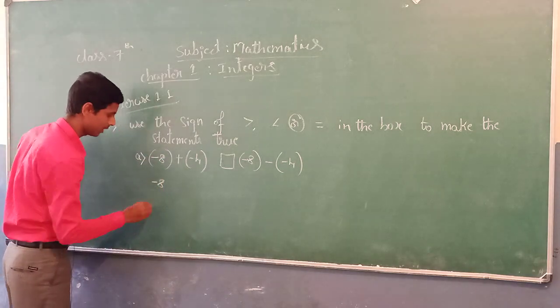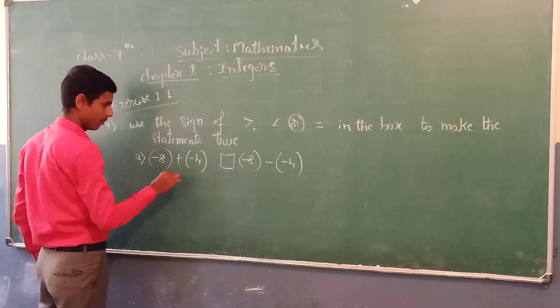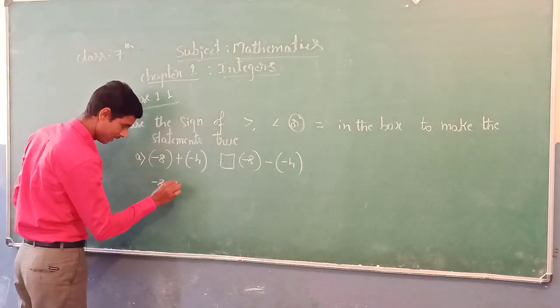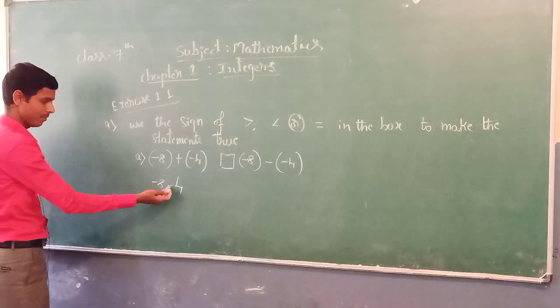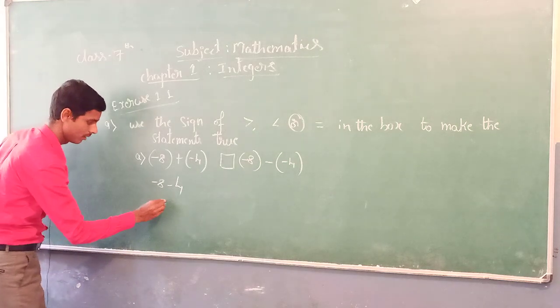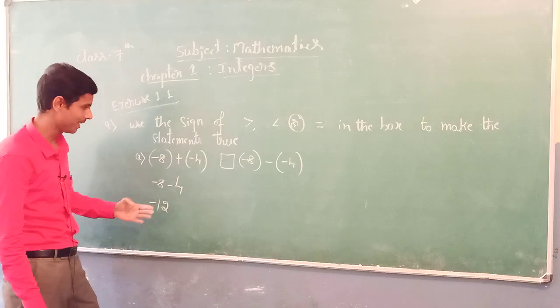So minus 8 we can write as it is, and remove the bracket. We know how to remove the bracket. Plus into minus is minus 4, right? So both are having the same sign. We can add with the same sign. So minus 8 plus of minus 4, we got minus 12.